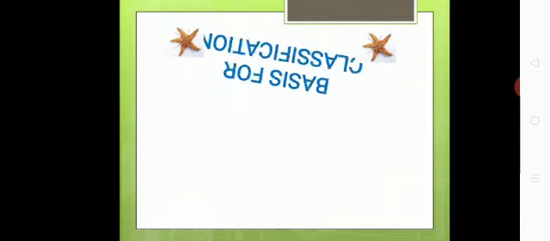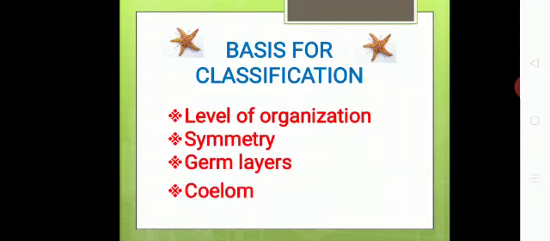If you want to get admission in 9th standard, you should fulfill some criteria. You should have this age and this kind of knowledge, and all this should be satisfied, only then you will be given admission. That is the criteria, which we call the basis. In the same way, we have some basis for the classification of animals also. We have level of organization and symmetry, followed by germ layers, and finally coelom. Let us discuss one by one in detail.